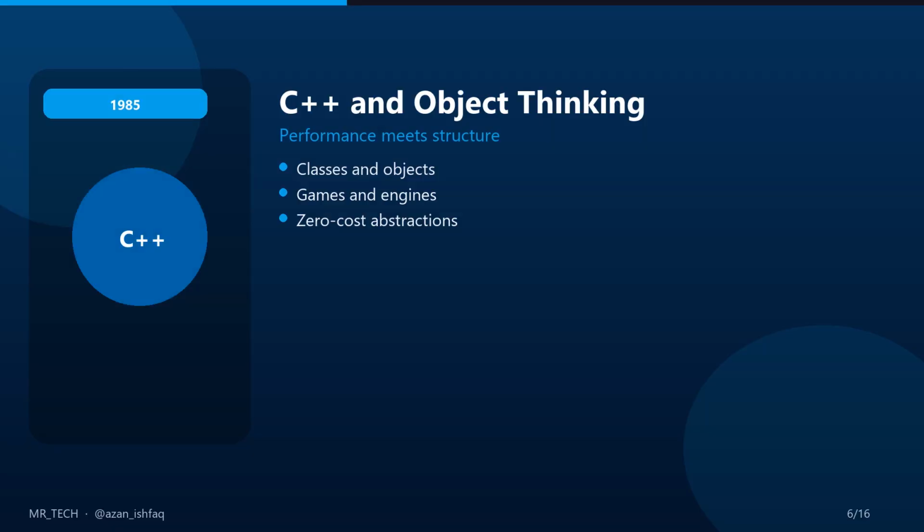C++ extended C with object-oriented programming, templates, and stronger abstraction tools without abandoning speed. That combination made it the backbone of game engines, real-time graphics, browsers, trading systems, and high-performance applications. The revolution here was architectural. Software could model the real world as interacting objects while still running close to hardware limits. C++ taught the industry that abstraction and performance are not enemies when the language is carefully designed.